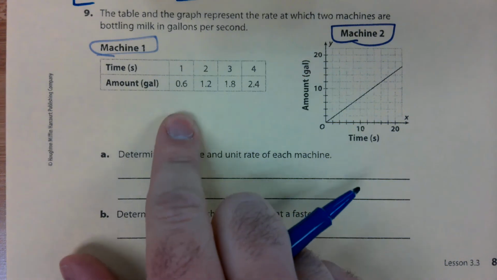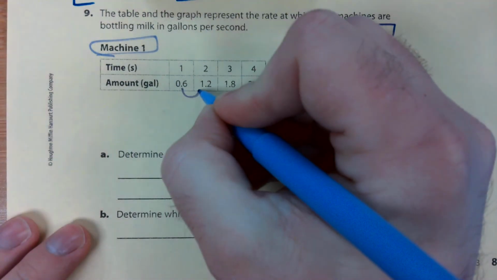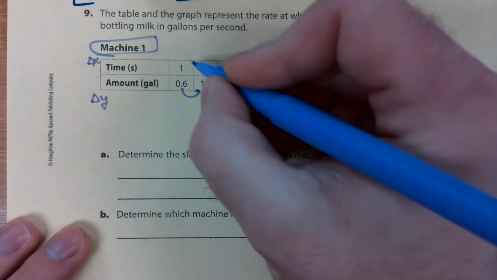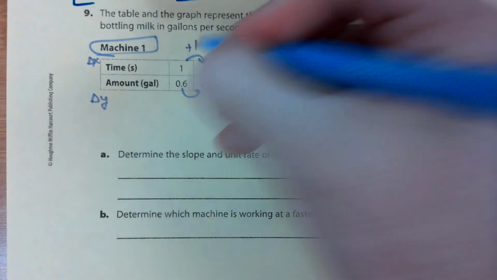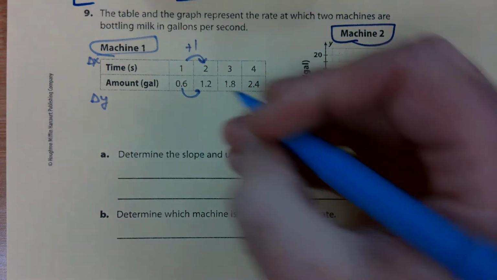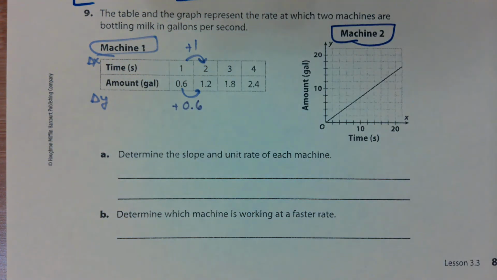So with a table, finding our slope is nice and easy. We look for our change in Y and our change in X, right? What's our change in X from point to point? Plus 1. And what about here, from 0.6 to 1.2, what are we adding? Plus 0.6. Now, I know decimals can be scary, but it's all right. We're going to do the exact same thing we've been doing. I'm so scared.